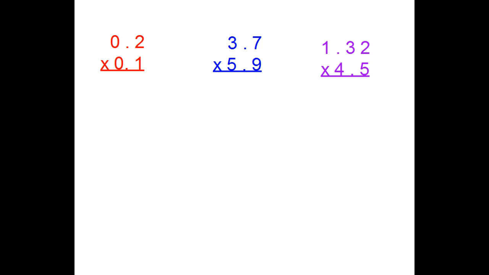0.2 times 0.1. 1 times 2 is 2. 1 times 0 is 0. Marco Polo. 0 times 2 is 0. 0 times 0 is 0. Add them up. This is where I'm at. 1, 2 spots over.